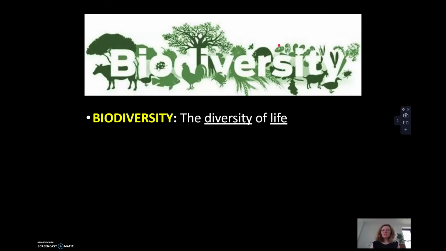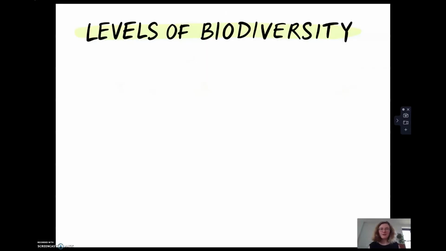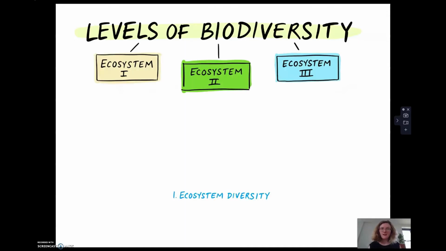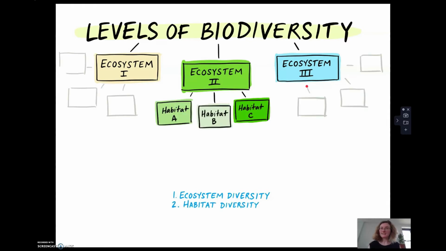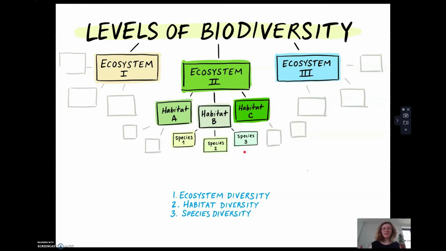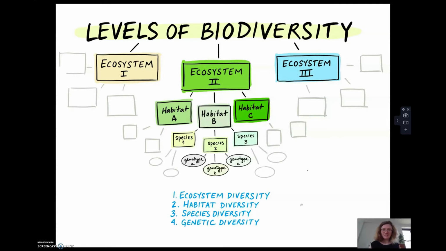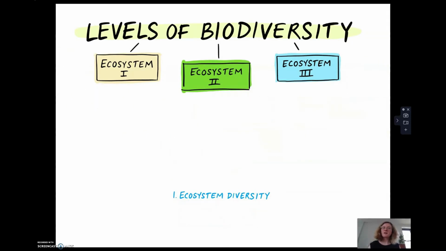Biodiversity simply refers to the diversity of living things on this planet. We can divide biodiversity into 4 different levels. The broadest level of biodiversity is ecosystem diversity. And then within ecosystems, we have habitats. That's habitat diversity. And within habitats, we have species. That's species diversity. And within species, we have genetic diversity. So these are the 4 levels of biodiversity, and we're now going to go through each of them one by one, starting with ecosystem diversity.